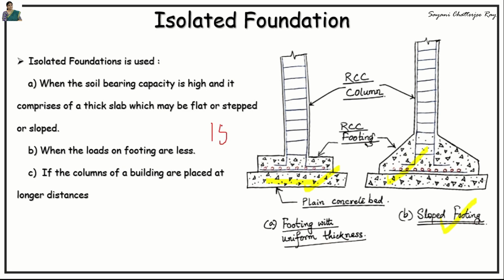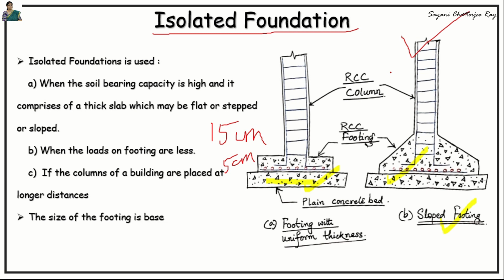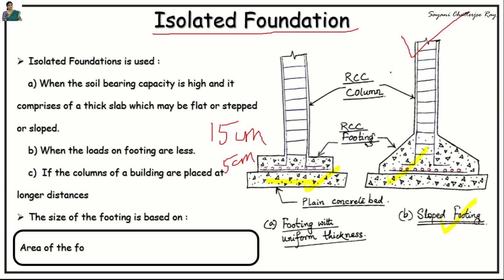Generally, an offset of 15 cm is provided on all the sides of a concrete bed. In case of brick masonry columns, an offset of 5 cm is generally provided on all the four sides in regular layers. Now we will see how the size of a footing can be calculated. It is calculated on the basis of area of the footing equals to load carried by the column divided by the safe bearing capacity of the soil.